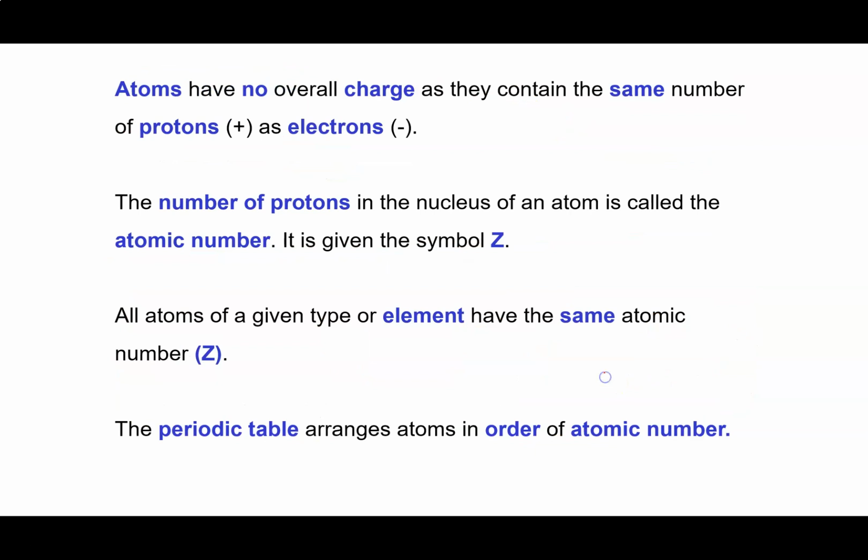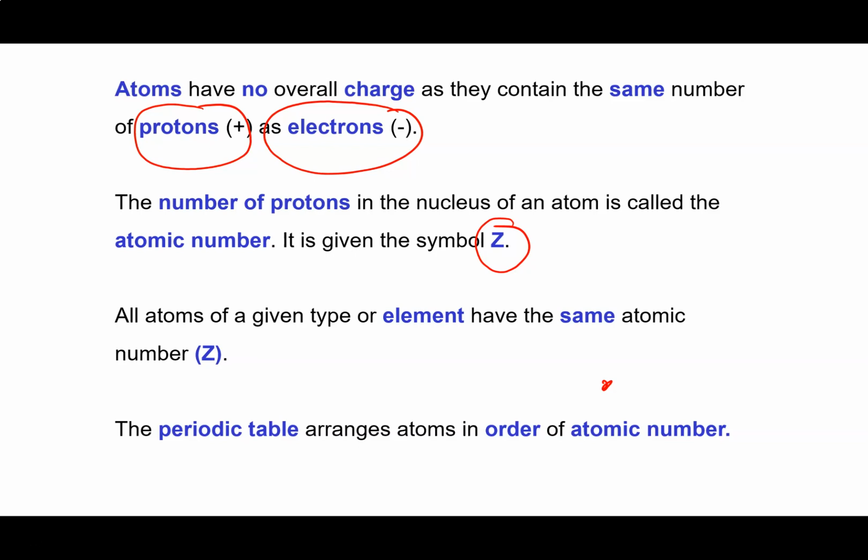So atoms have no overall electrical charge, and what that means is that they contain the same number of protons as they do electrons. So if you know the number of protons, you automatically know the number of electrons, and vice versa. The number of protons that is present in the nucleus of an atom is given a special name. It's called the atomic number, and we give the atomic number the symbol Z. The number of protons is just equal to the number of electrons, so Z is also equal to the number of electrons in a neutral atom.